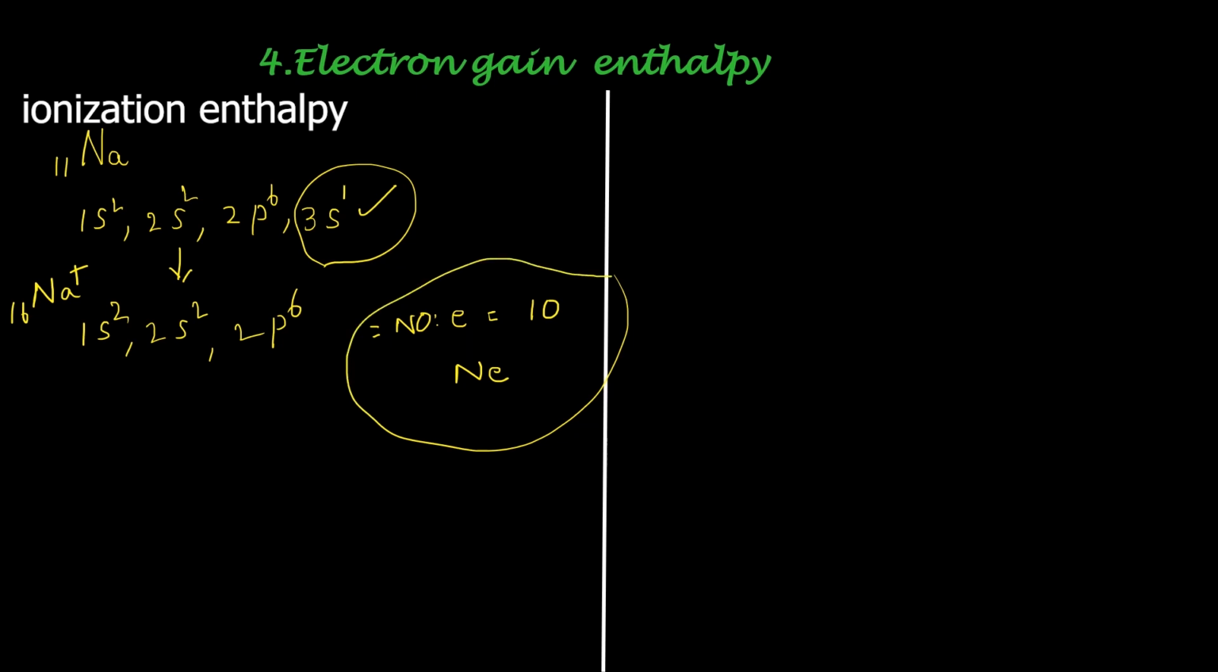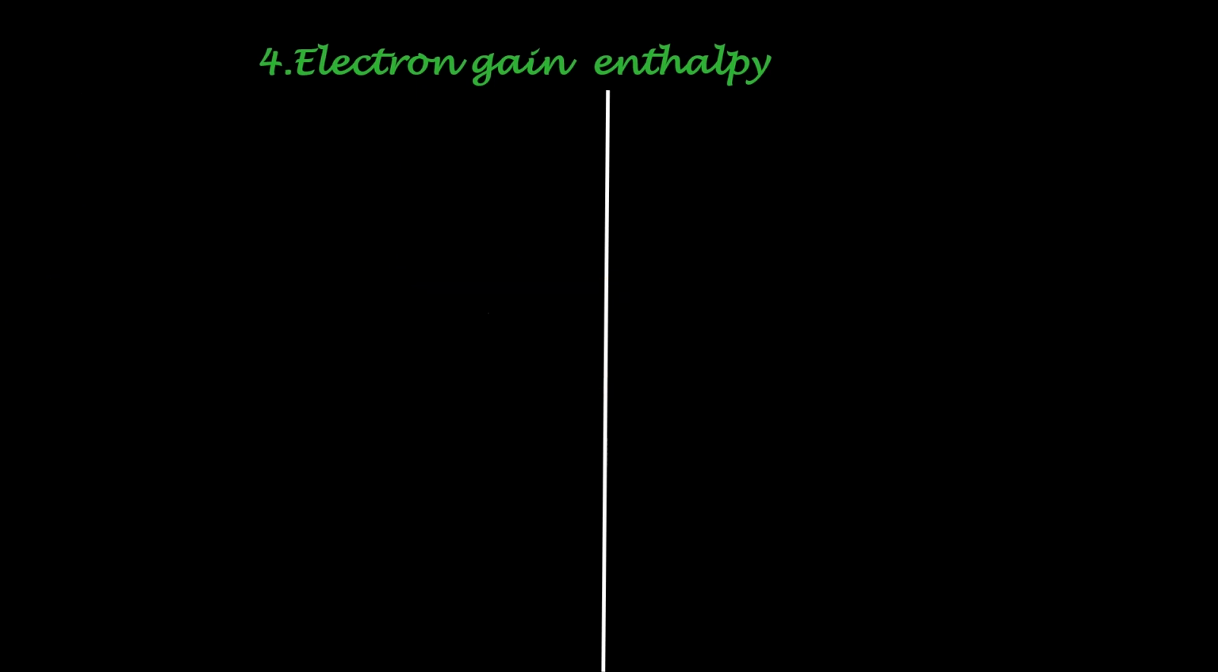So some elements have the tendency to lose electrons and become more stable. Tendency to lose electrons is governed by the ionization enthalpy. We have discussed all this in the previous video. Now let us see electron gain enthalpy and how it offers stability.